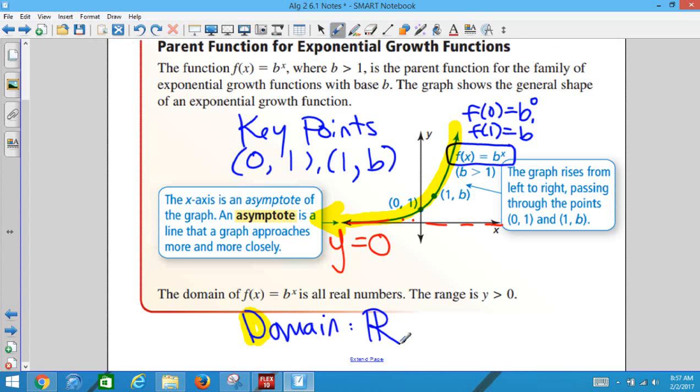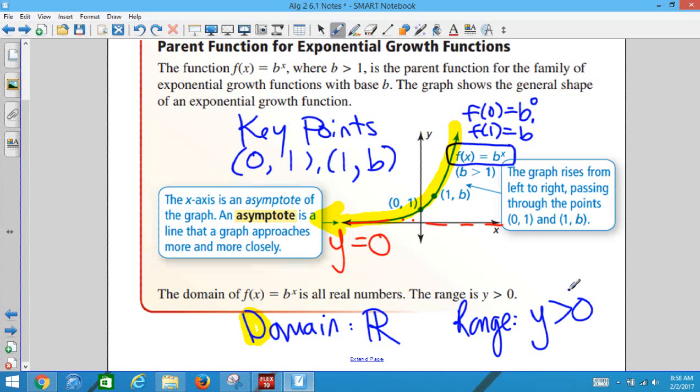And then the range is from low to high. So what's the lowest value? It's just above 0. It doesn't equal 0. So for the range, you write y is greater than 0. You don't write greater than or equal to. You write greater than because it can't equal 0. Okay, and you're going to see that over and over again.